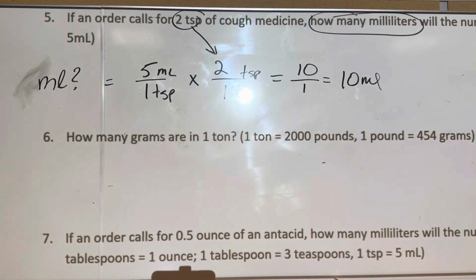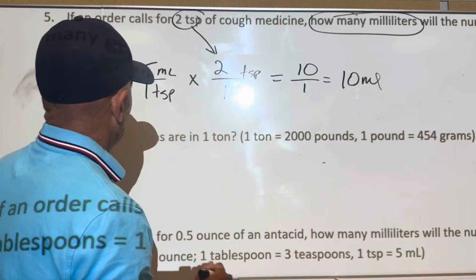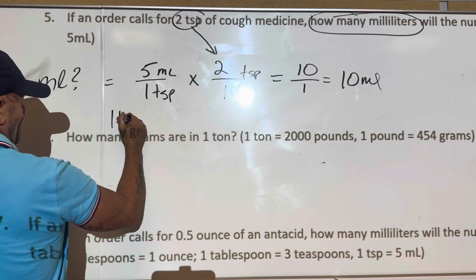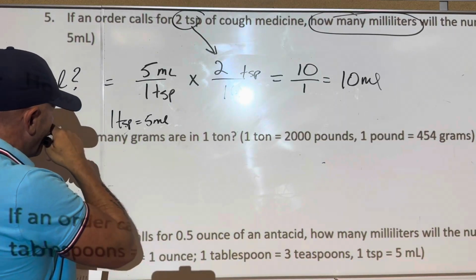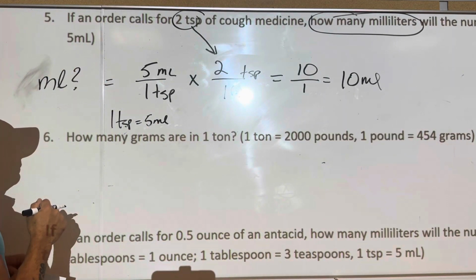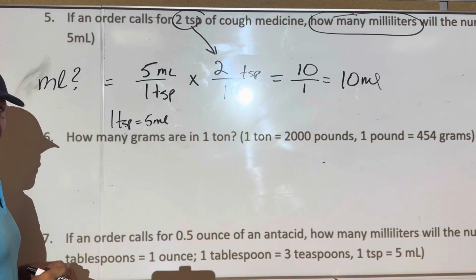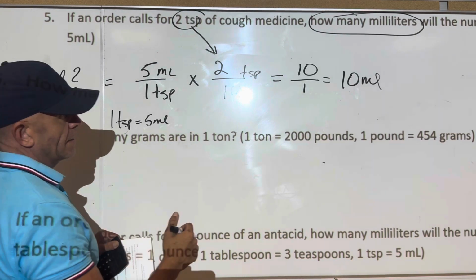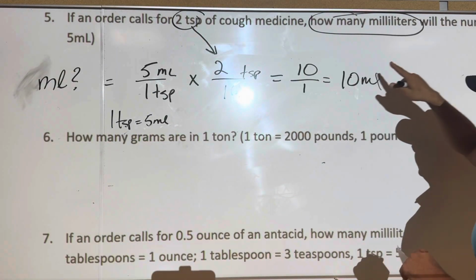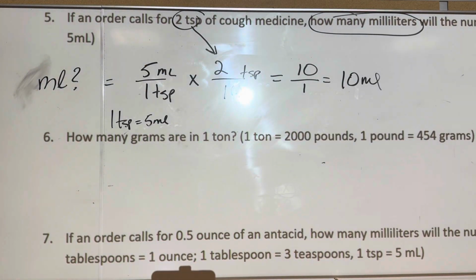Now, to check your work, and remember I gave you that little cheat sheet in the beginning of class. Well, we know 1 teaspoon equals 5 mLs. So if we know 1 teaspoon equals 5 mLs, just like they gave you here, if they give you 2 teaspoons, what's that? It's 5 times 2, 10. So you see, they're telling you 1 teaspoon equals 5 mLs. They're asking how many mLs is in 2 teaspoons? That's 10 mLs.